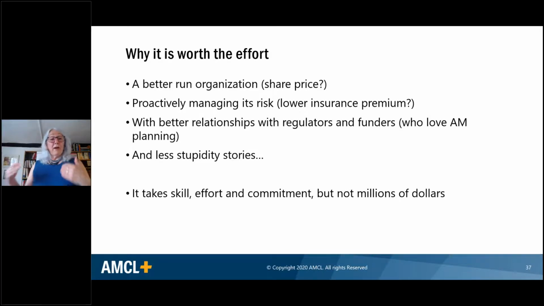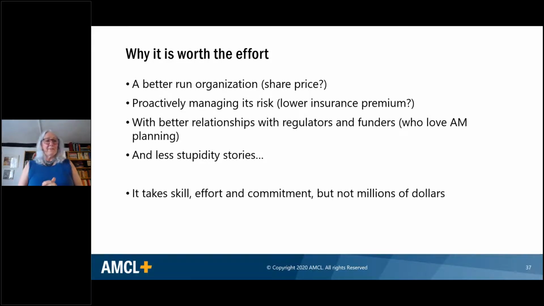Asset management means proactively managing risk. Lower insurance premiums, anybody? The insurance industry thinks so. It means better relationships with regulators and funders. And a warning to any of you who haven't already come across this: in the end, regulators and funders absolutely love asset management planning. If you're not required to do one legally already, you will be soon. Okay, and less stupidity stories.